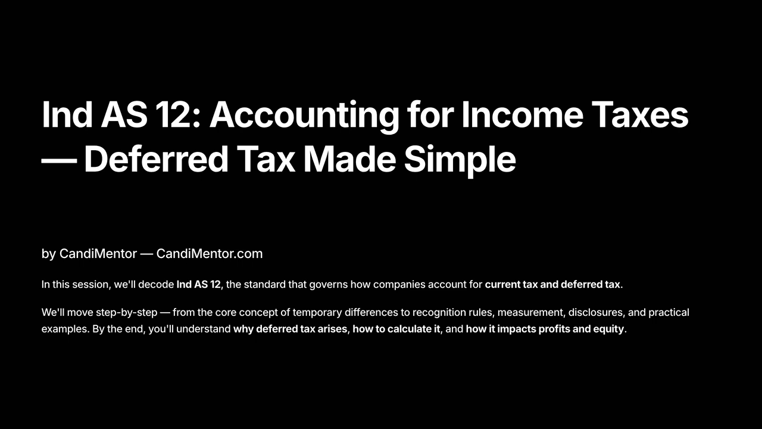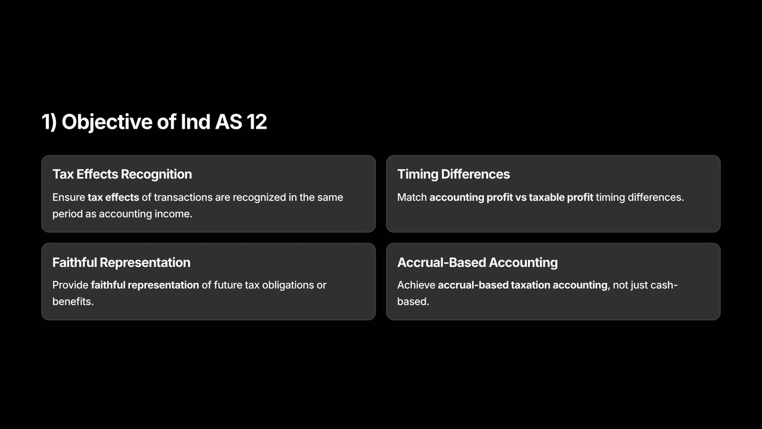So let's begin. Objective of IND AS 12. The main goal of IND AS 12 is to make sure that tax effects of transactions are recognized in the same accounting period as the related income or expense. In simpler terms, when your accounting profit and taxable profit differ due to timing, this standard ensures both get matched properly. It helps represent your future tax obligations or benefits faithfully, following the accrual concept, not just cash-based logic. So, expenses or incomes are recognized when they occur, not merely when the tax is paid or saved.